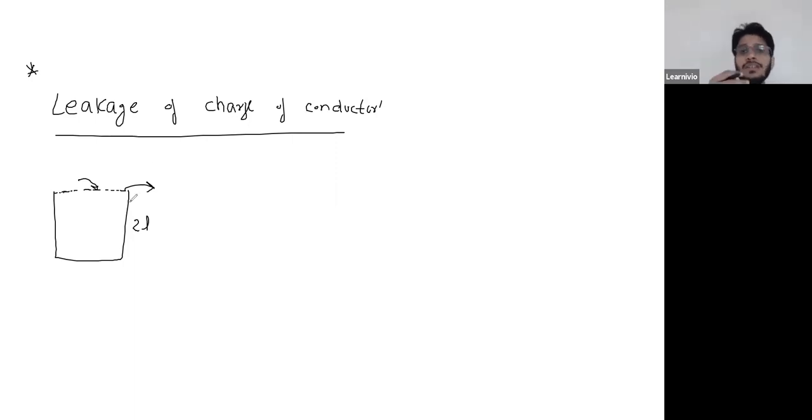See, charge is not a particle. Unlike water, unlike fluid, charge is not a particle. Charge is a property. Filling a container with water and filling a conductor with charge are two different things. Water is a particle. It's something that you can store. Charge is just a property. Electron is not charge. Electron is a particle which has a negative charge. So charge is just a property. So what do you mean by leakage of charge?